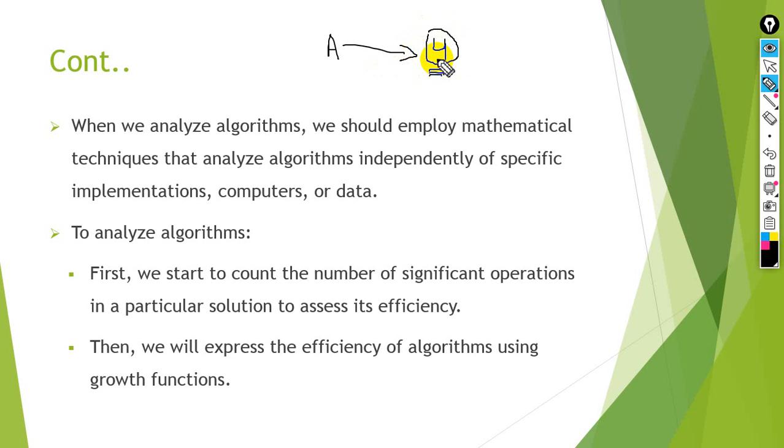So now this value will be independent of implementation. For example, we have different computers: Pentium 1, Pentium 2, the Pentium series, and after that the Core series, Core i3, Core i5, i7. These are different computers.